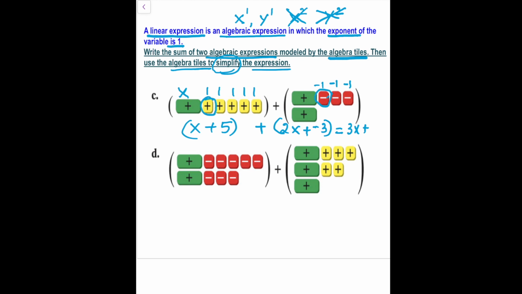number tiles are there? We can see one positive 1 and one negative 1 will make a 0 pair, and another positive and negative will make another 0 pair. Another positive and negative will make a 0 pair. So we have 3 zero pairs, and we are left with 2 positive numbers. So that is 3x plus 2. That will be your answer for the sum of these two expressions, which are x plus 5 and 2x plus negative 3. Same way you can do the next expression.